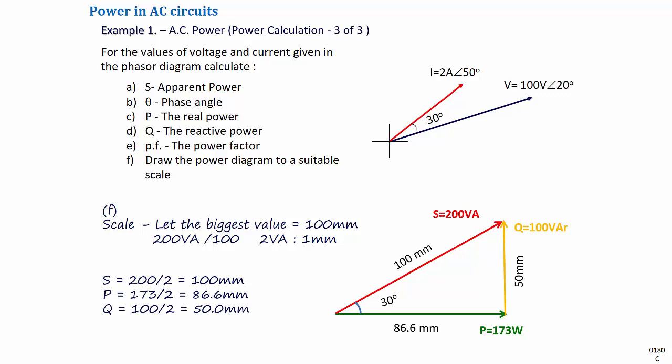When this line is measured, it will be 100 millimeters long and be at an angle of 30 degrees to the real power line.